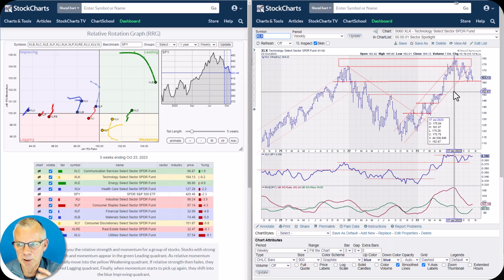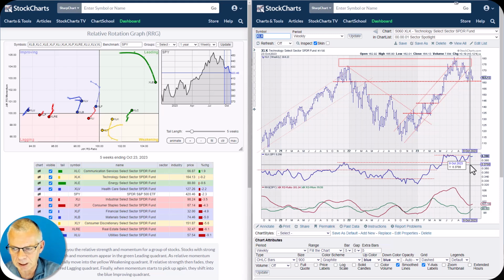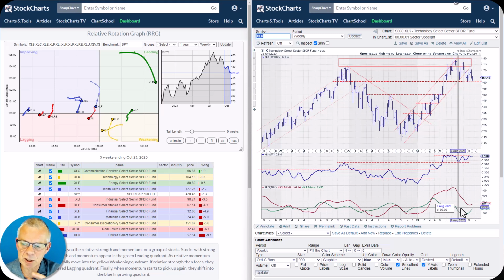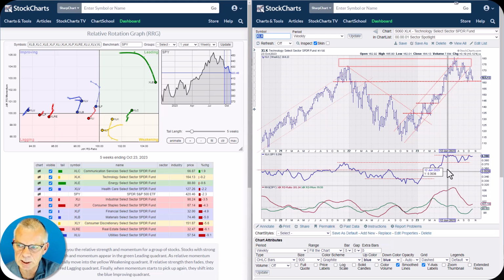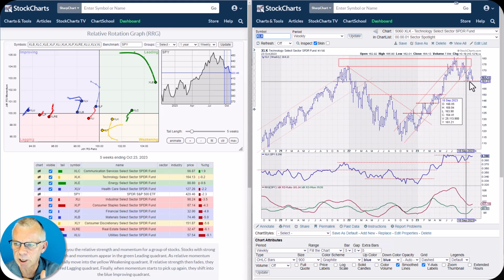I'm pretty sure that when 161 or 160 gives way, relative strength will start to decline as well. But for the time being, I'm going to stay, because I have to, because that's what the chart is telling me, that technology is holding up the market. We're holding up above 161.